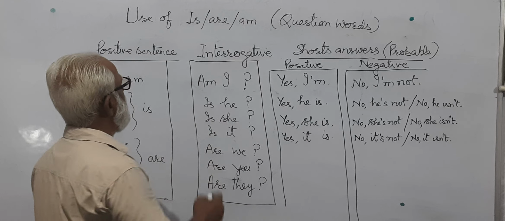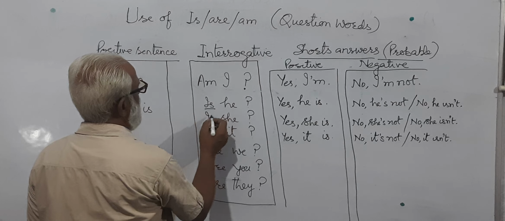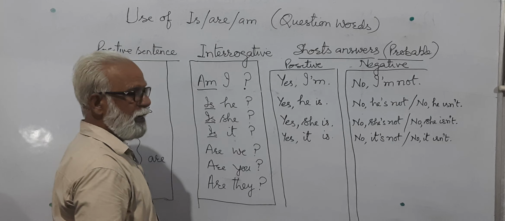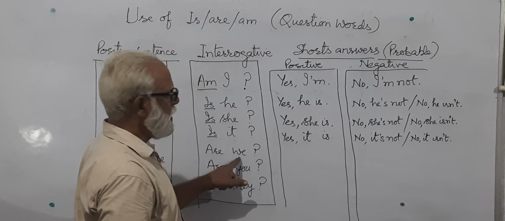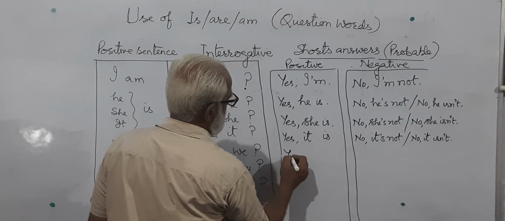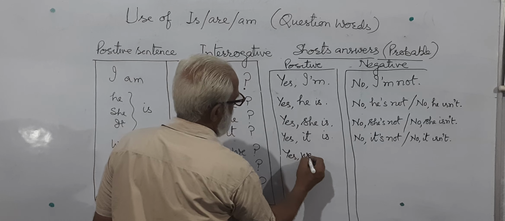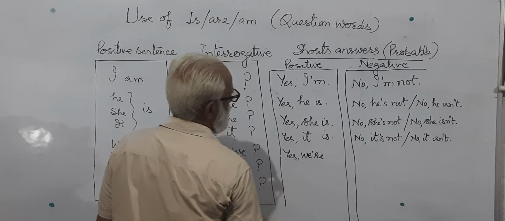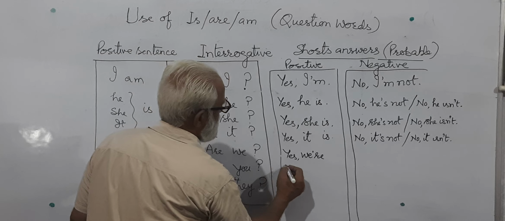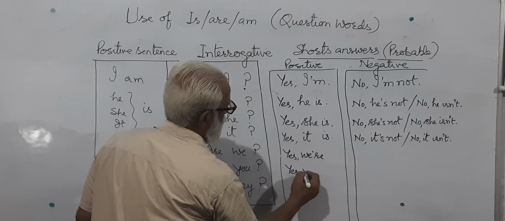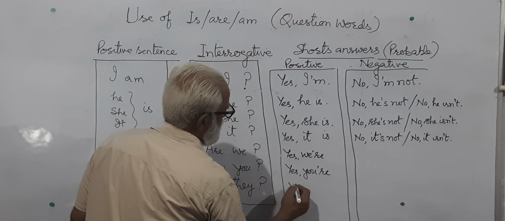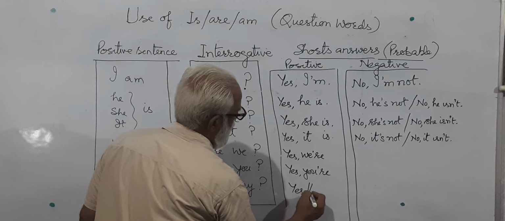Here we made sentences with the help of is, am. Now we are taking up are. Are we? If positive, yes, we are. Yes, simple form. Then, yes, you are. Yes, they are.